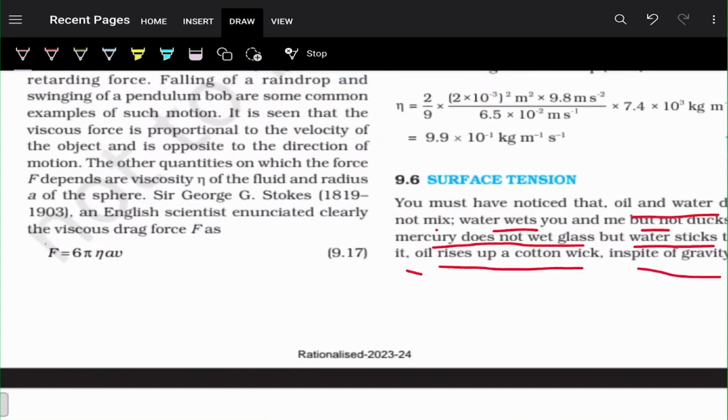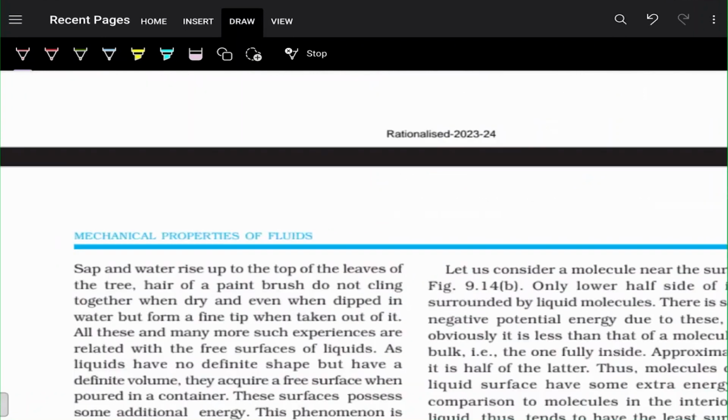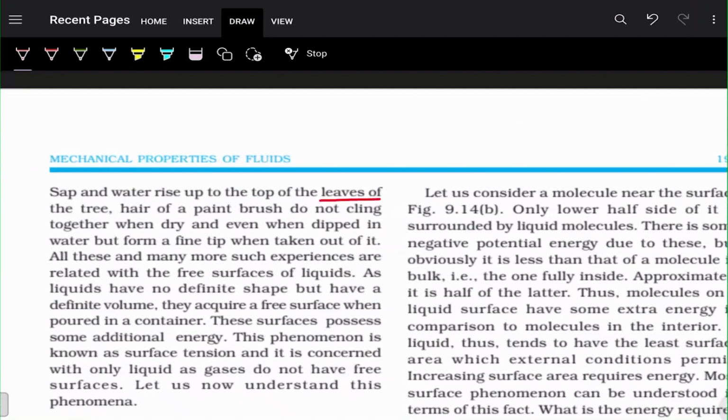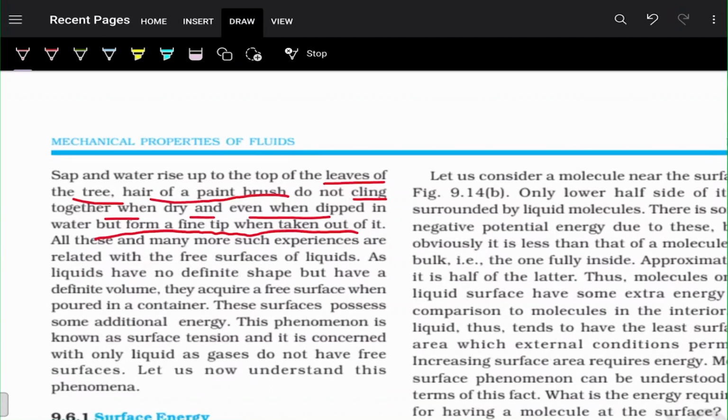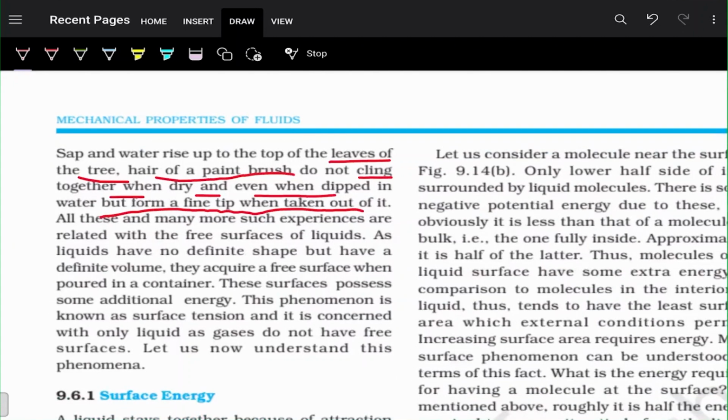Sap and water rise up to the top of the leaves of the tree. Hair of a paintbrush do not cling together when dry, and even when dipped in water, but form a fine tip when taken out of it. All these and many more such experiences are related with the free surfaces of liquids, as liquids have no definite shape but have a definite volume.